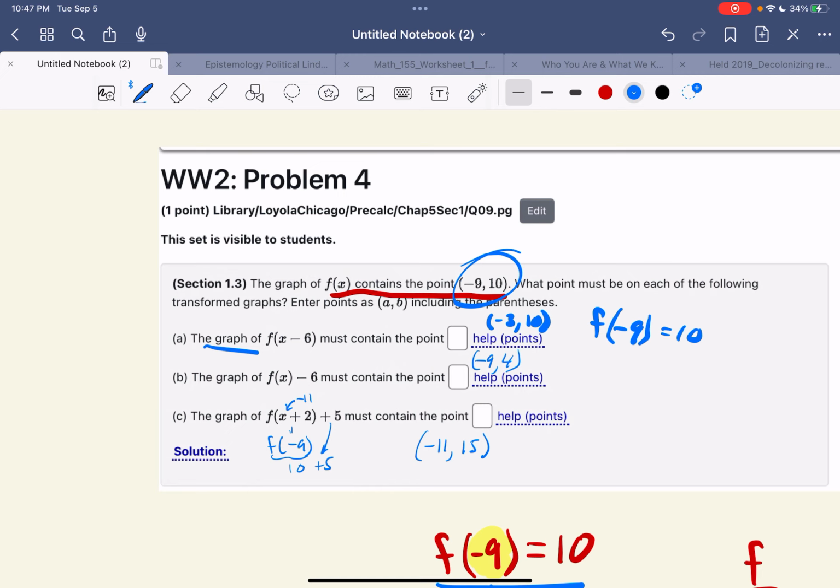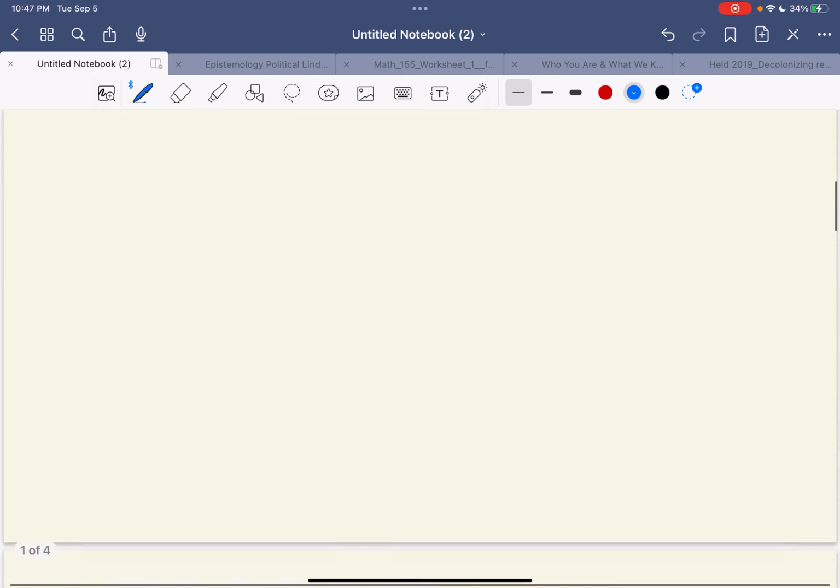This is getting at shifting and stuff, but that's what the activity is on Wednesday. So we'll talk more about that then. All right, on to the next one.